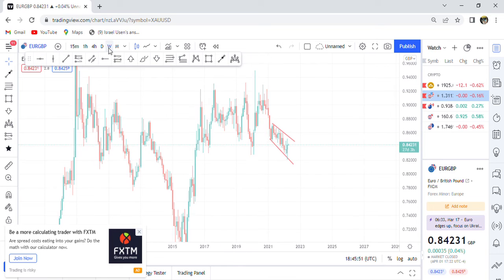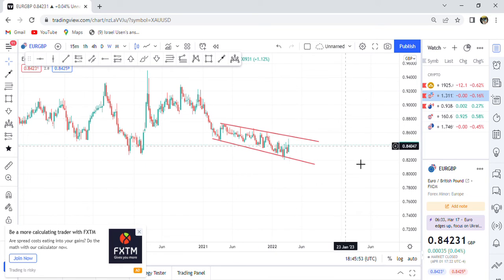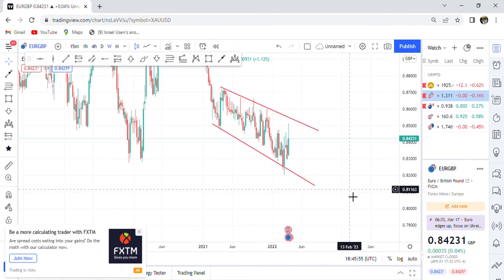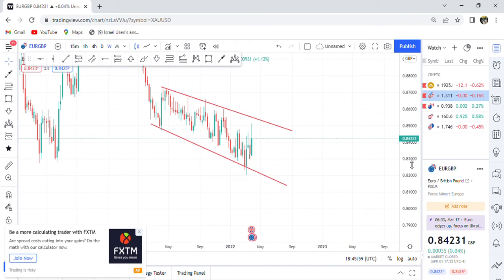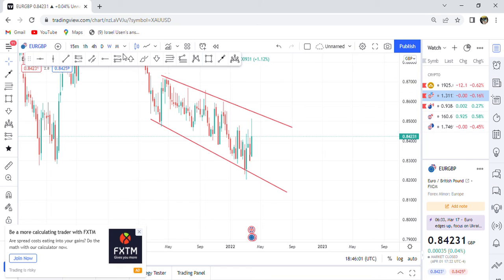We move over to the weekly. That was for the monthly. Still the same thing as we can see. This is an expanding wedge. We should really be pushing to the downside. So move over to the daily.